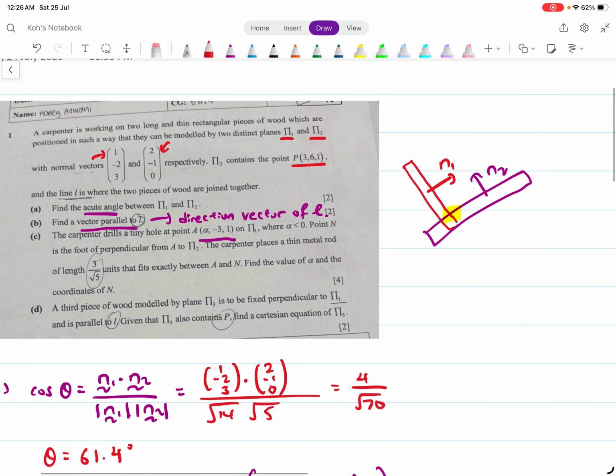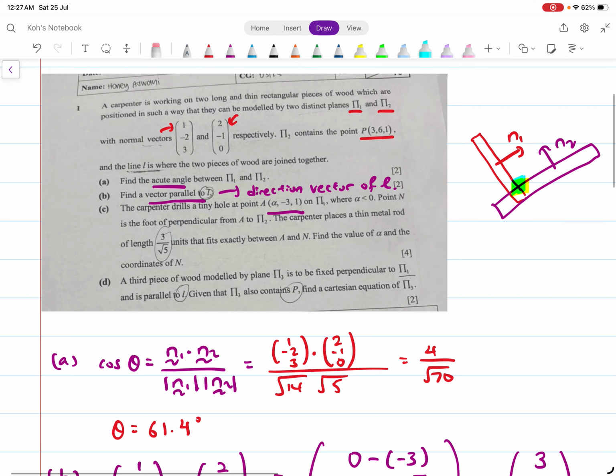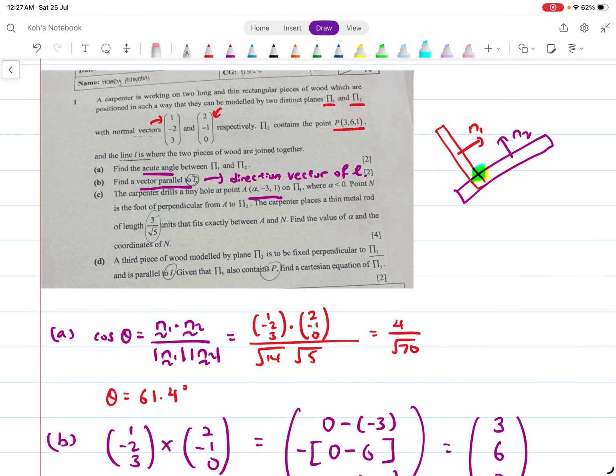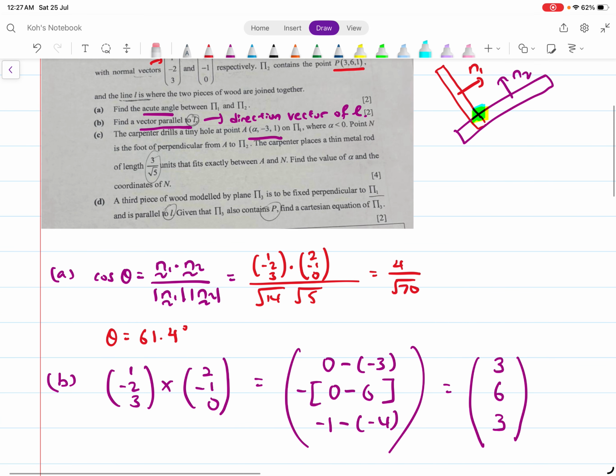If I draw the side view, this will be the so-called line. For the line, we can solve using the appropriate method. For the very first part A, find the acute angle between the two planes, pi 1 and pi 2. To find the angle between two planes, we use cosine theta equals n1 dot n2 over the magnitude of n1 times the magnitude of n2. You just do the calculation, and this will give you a value of about 61.4 degrees.